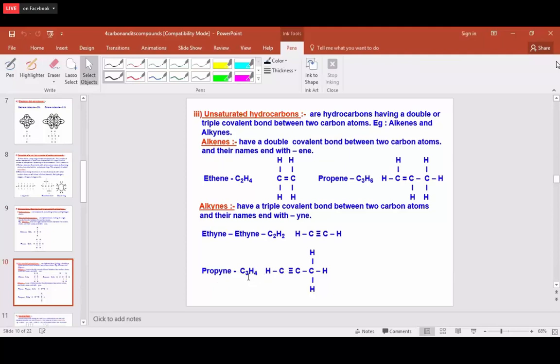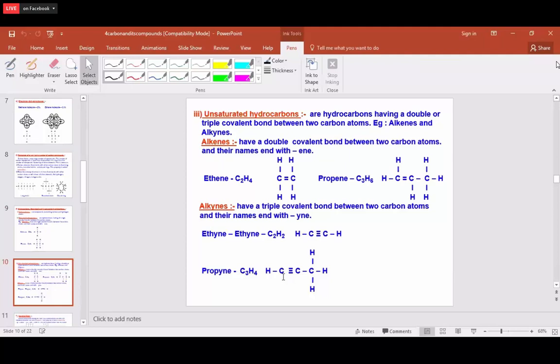So what we have to do is write C3: C single bond C single bond C. Either we place the triple bond here or over here. We should not place all three bonds, otherwise the middle carbon atom will have a valency of 6. Only one triple bond should be placed in one compound.